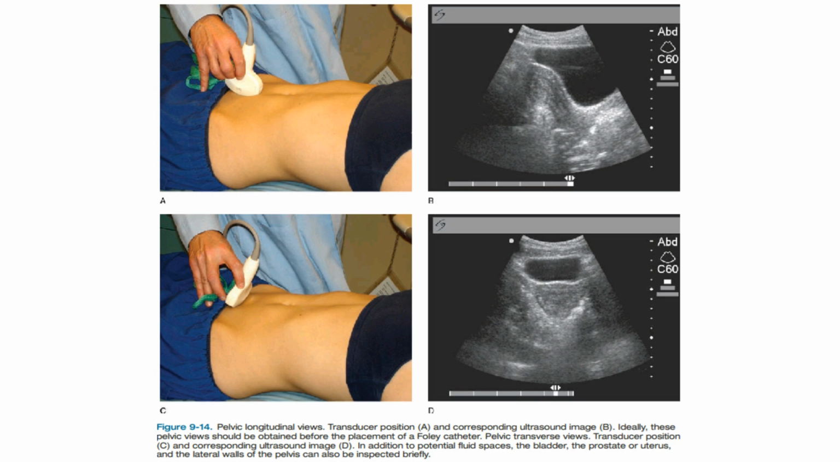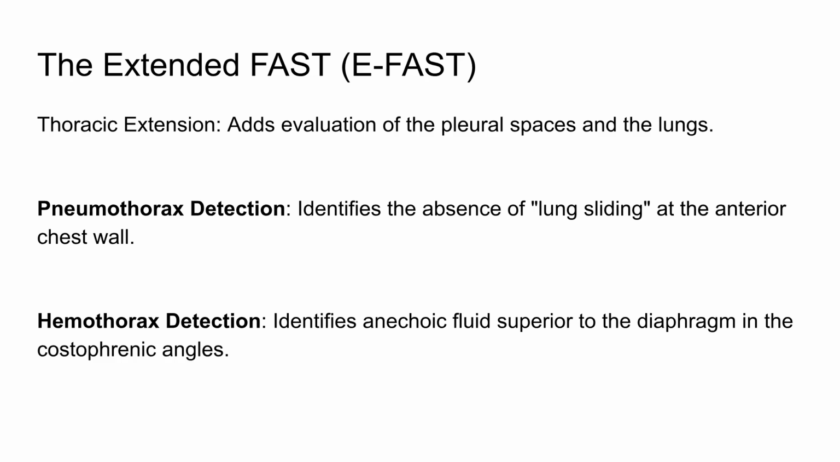Ideally, these views are obtained before placing a Foley catheter. The bladder, prostate or uterus, and the lateral walls of the pelvis can also be inspected. The extended FAST, or EFAST, includes a thoracic extension to evaluate the pleural spaces in the lungs.